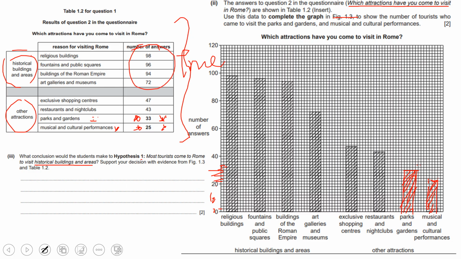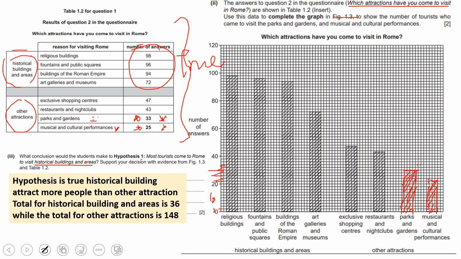If you look at it, there are more tourists coming to visit because of historical buildings than every other area. Then you try to always use statistics because this is a 2-mark question. So now, look at it. Hypothesis is true. Historical buildings attract more people than other attractions, which is this. Now, total for historical buildings and areas is 36, while, sorry, that's not 36, while the total for other attractions is 146. I think I made a mistake here. What you need to do is you add all these values together. So if you add all of them together, you get the total. So you can just write that down.